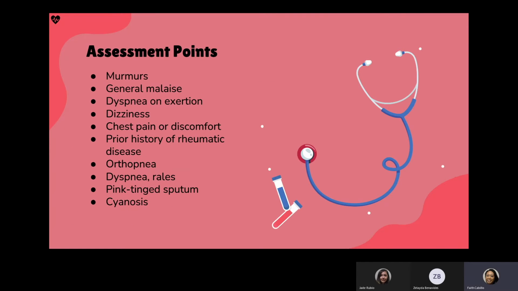Hearing a murmur is an important step in assessment. But what does a heart murmur sound like? There is a difference in sound between a regular heartbeat versus a heartbeat with a murmur.